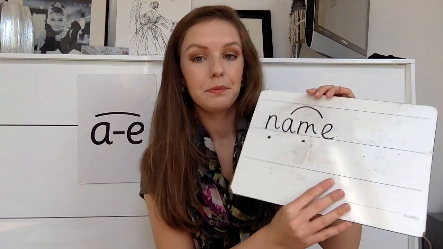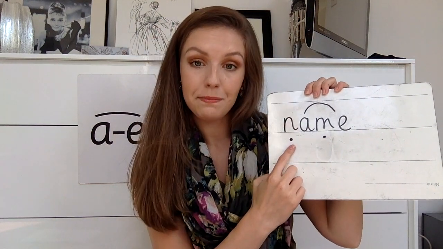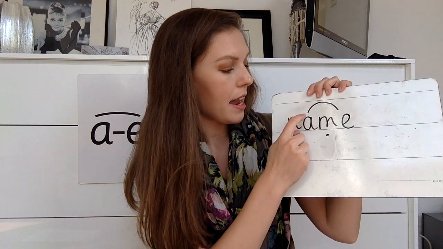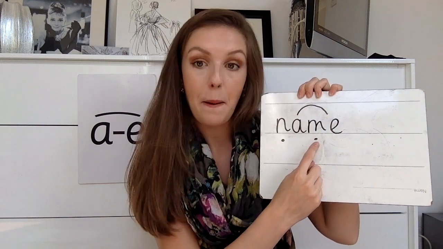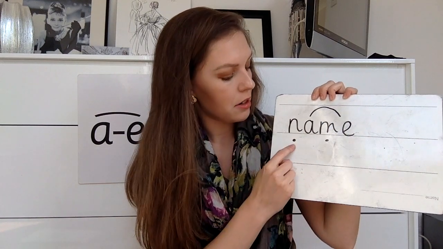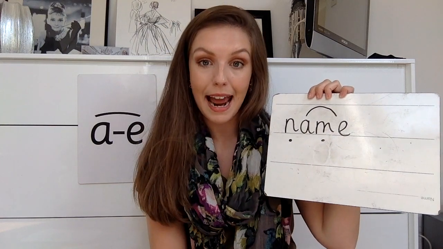Are you ready? N, A, M, name. There were 3 sounds in the word name. Let's try that one more time. N, A, M, name. Fantastic sounds now and blending. Let's have a look at what you wrote down. So, you should have put N, that was the first sound. Then A, and M splitting up my A sound is name. N, A, M, name.